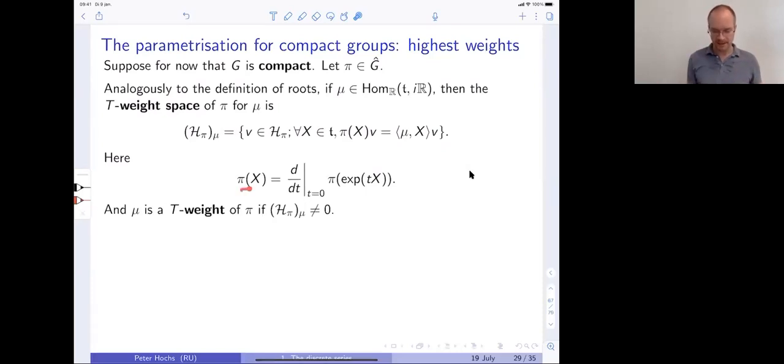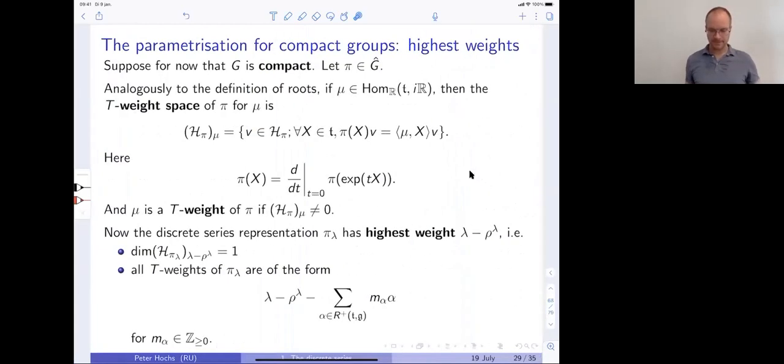And pi is a homomorphism from G into unitary operators on some vector space, and pi of x is the derivative. So again, joint diagonalization. And for mu for which this is not the zero space, we call mu a T weight. And that allows us to define the correspondence between lambda and pi lambda in the compact case.